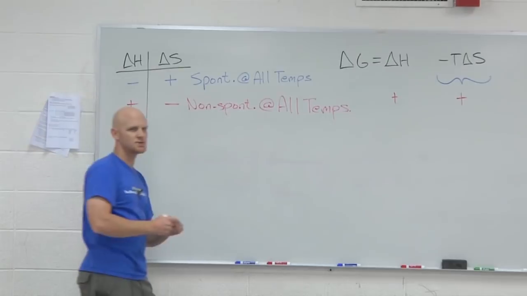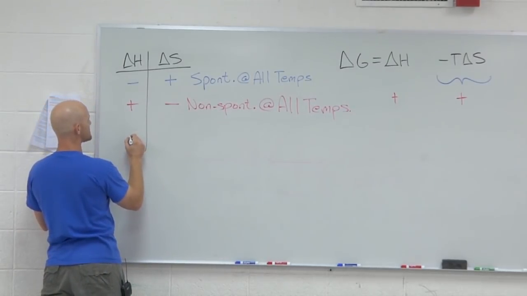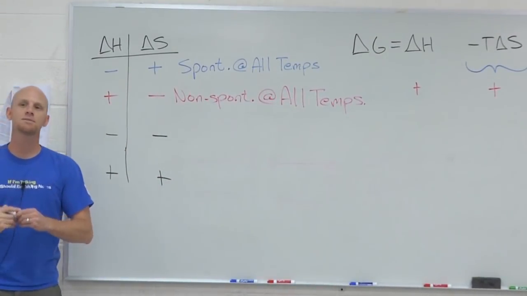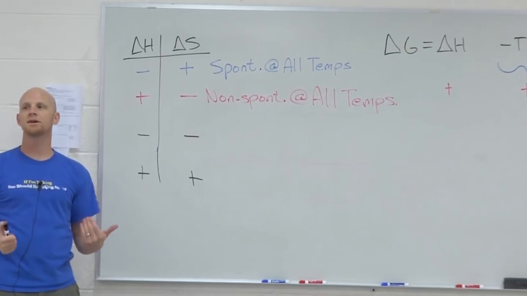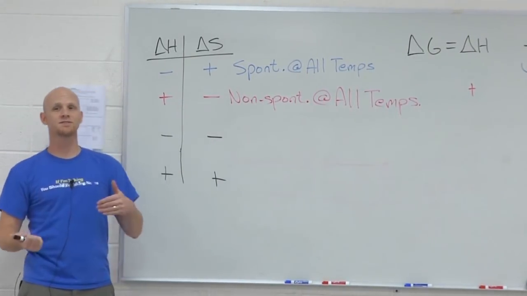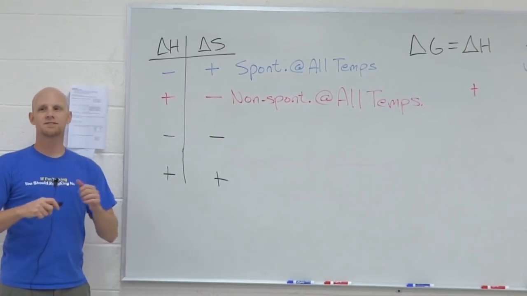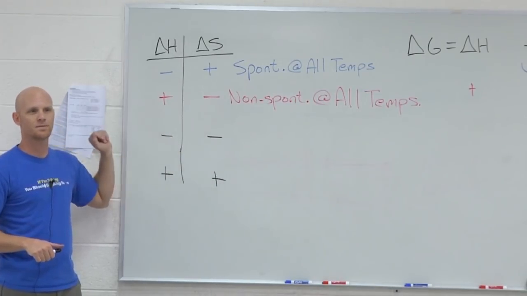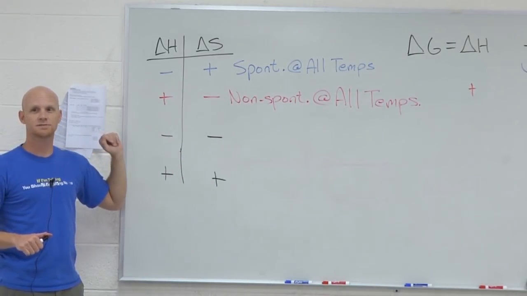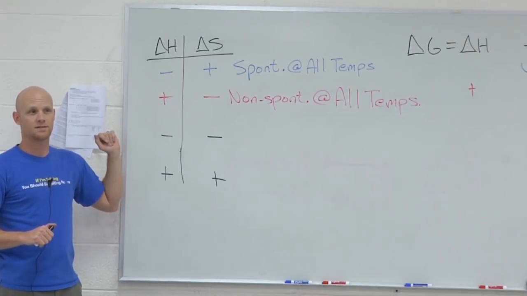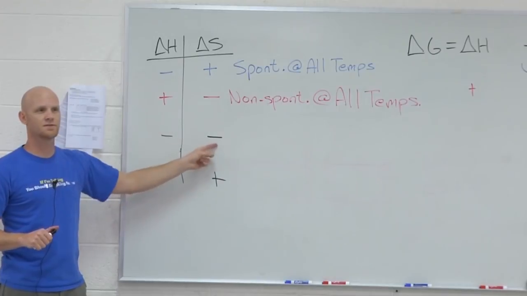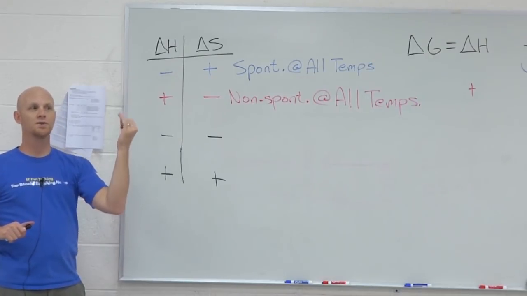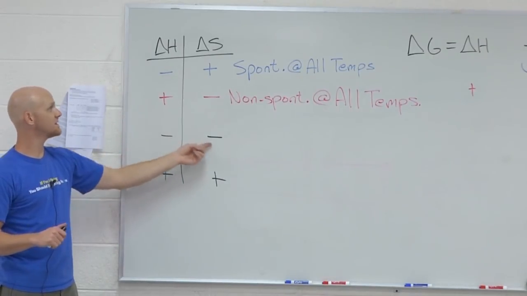Okay, the last two here are going to demonstrate the temperature dependence. When delta H and delta S have the same sign, that's when the reaction will only be spontaneous above or below a certain temperature. Can anybody remember a process that we went over earlier where delta H and delta S were both negative? It's one of the phase changes, and there's three choices here: when you freeze something, when a gas condenses, or when you have vapor deposition. Delta H and delta S are both negative.